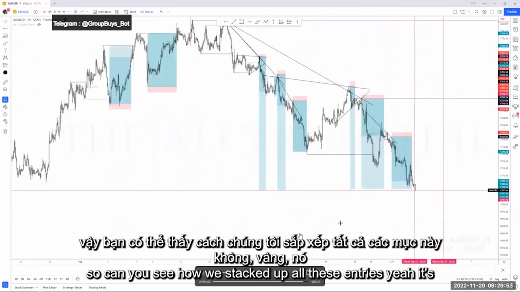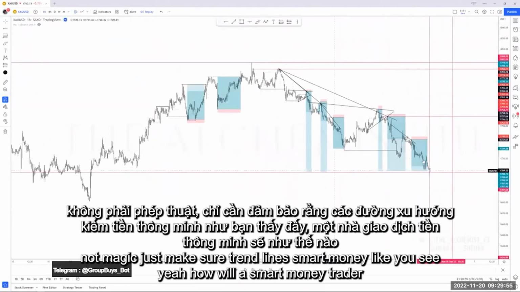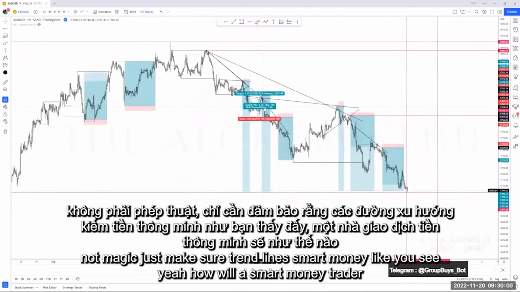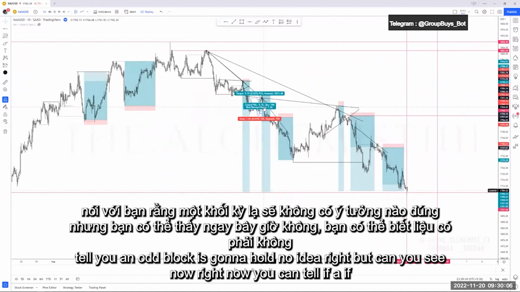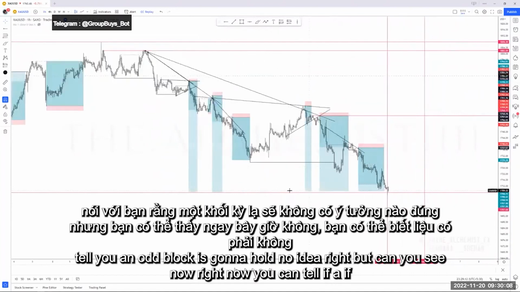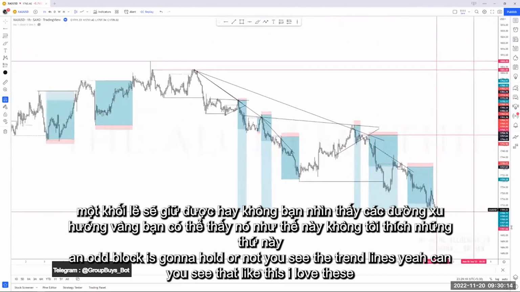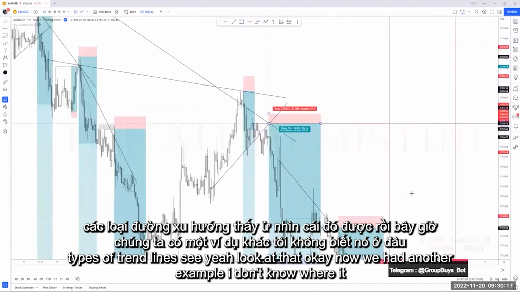So can you see how we stacked up all these entries? I see, it's magic. Not magic, actually, just a mixture of trend lines and smart money. How will a smart money trader tell you an order block is going to hold? No idea, right? But can you see now? Right now, you can tell if an order block is going to hold or not using the trend lines. Can you see that? I love these types of trend lines. Look at that.